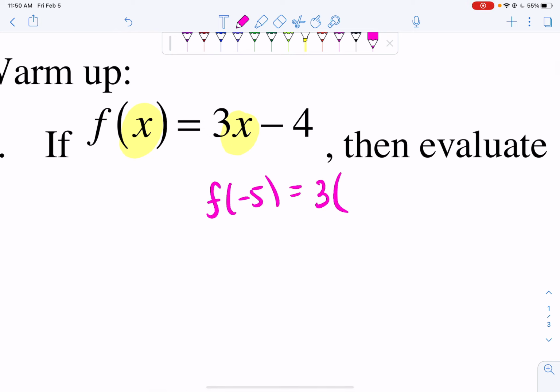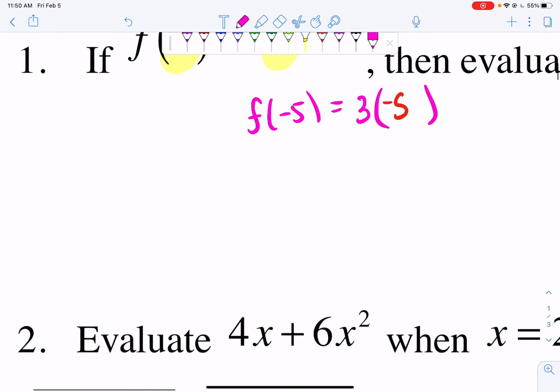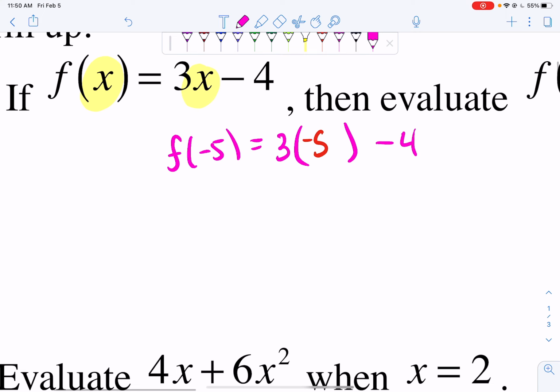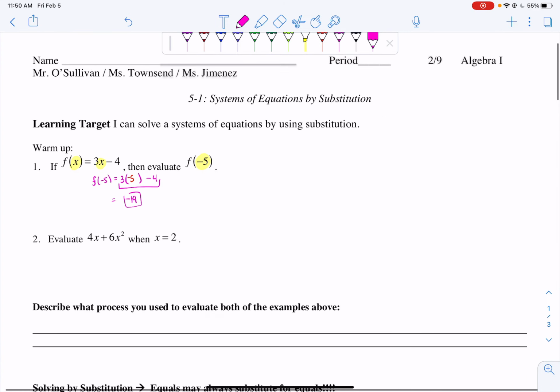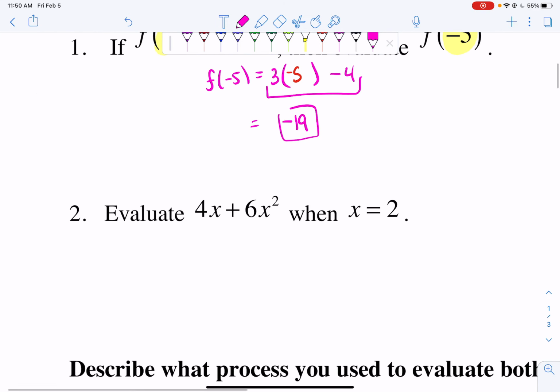and we get 3 times parenthesis negative 5, minus 4. So I can ask you to do this using PEMDAS and your order of operations, or you can just type this into your calculator. When you type that into your calculator, you get 3 times negative 5 is negative 15, and then when you subtract 4, you get negative 19 as your final answer. Try to do the next one by yourself.